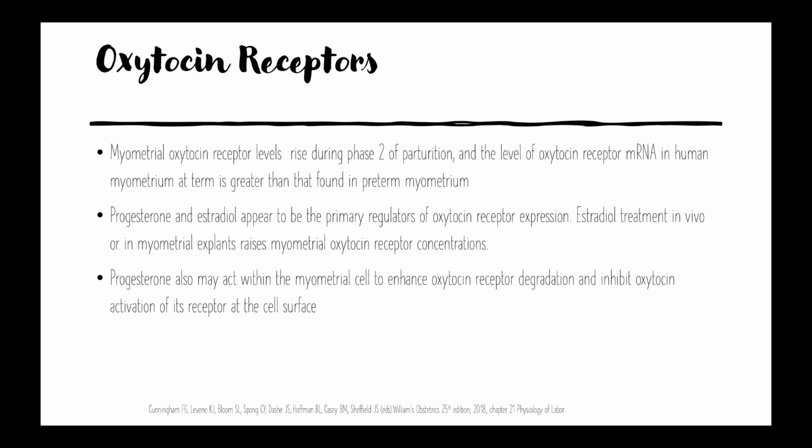Myometrial oxytocin receptor levels rise during phase 2 of parturition, and the level of oxytocin receptor mRNA in human myometrium at term is greater than that found in a preterm myometrium. Progesterone and estradiol appear to be the primary regulators of oxytocin receptor expression, and estradiol treatment in vivo or in myometrial explants raises myometrial oxytocin receptor concentrations. Progesterone also may act within the myometrial cell to enhance oxytocin receptor degradation and inhibit oxytocin activation of its receptor at the cell surface.